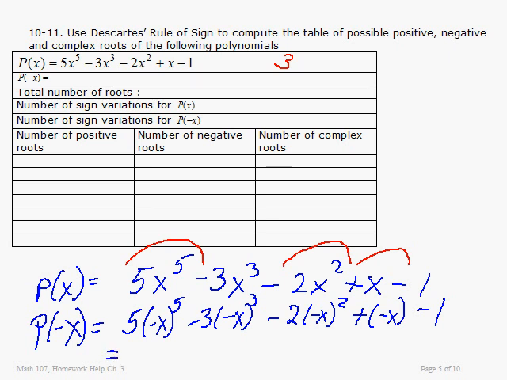Now if I take a negative and I raise it to an odd power, it remains negative. The negative sign stays. So this becomes minus 5x to the 5th. Here you would still retain a negative sign because the 3 is an odd number. So negative, negative, you get positive 3x cubed. Now if I square a negative, the sign goes away, so this is going to be minus 2x squared. Negative next to a positive is negative x, minus 1. Okay, so now I've worked that out.